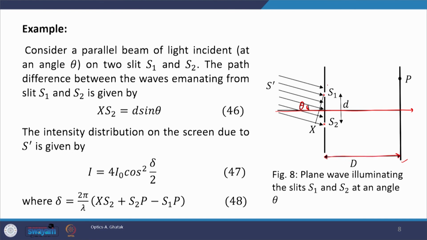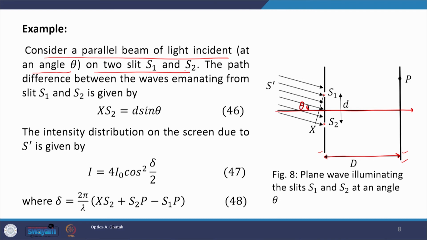The plane in which sources S1 and S2 lie is called the source plane, and the plane in which we are observing the fringes is called the observation plane. The source plane is at a distance D from the observation plane. Now, consider a parallel beam of light incident at an angle theta on the two slits S1 and S2.